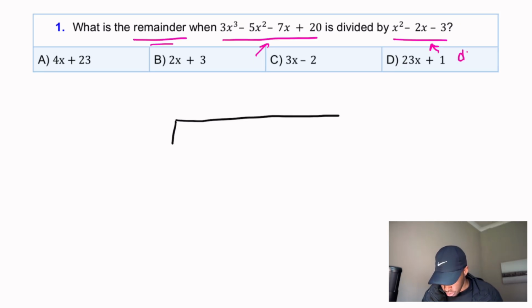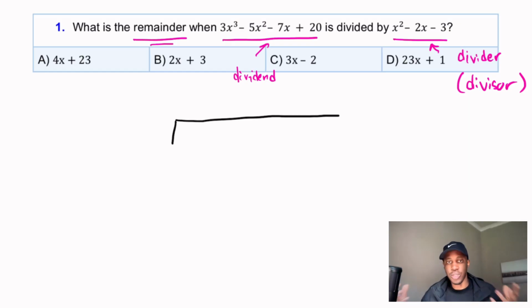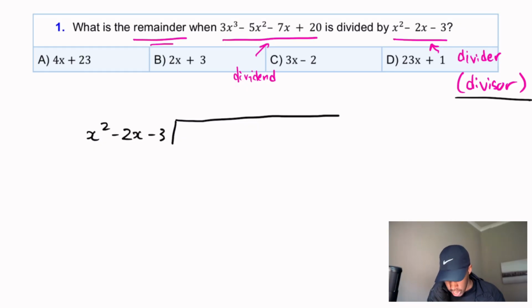In this case, we'll call this the divider. The actual proper word for it is the divisor. That's the official word. And the one that's being divided is called the dividend. So the thing that's being divided is the dividend, and the divider is the divisor in this case. Whenever we set up long division questions, we should always put the divisor on the outside. So therefore, it's going to be x squared minus 2x minus 3, and then the dividend will be inside. So that's going to be 3x cubed minus 5x squared minus 7x plus 20.